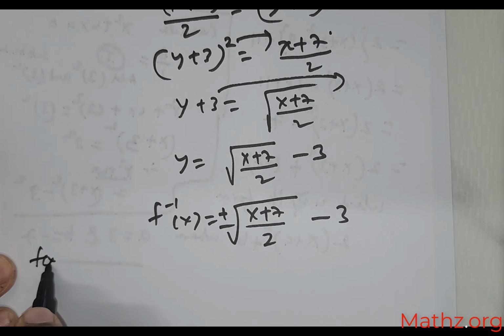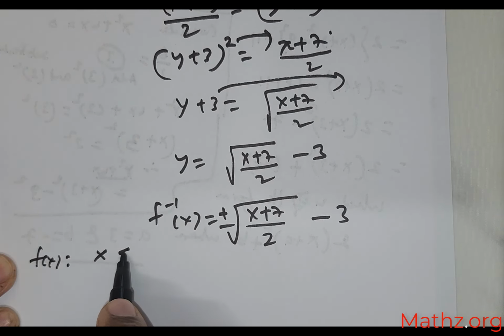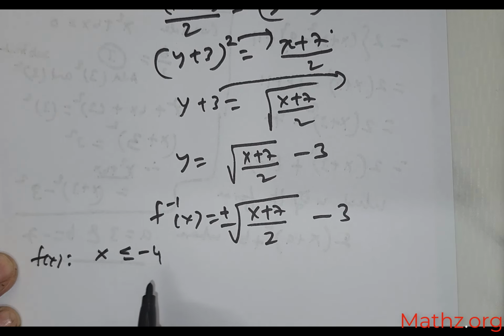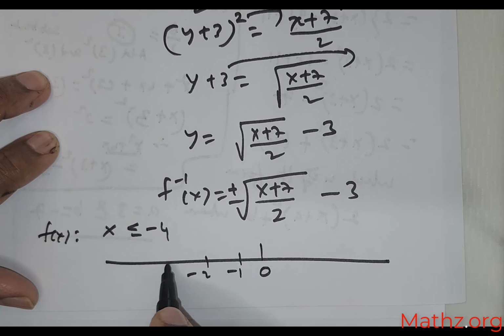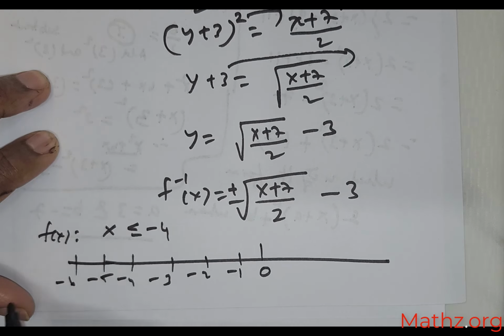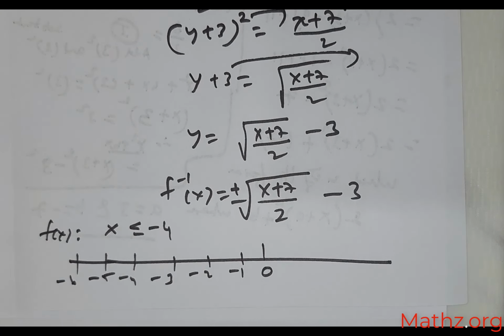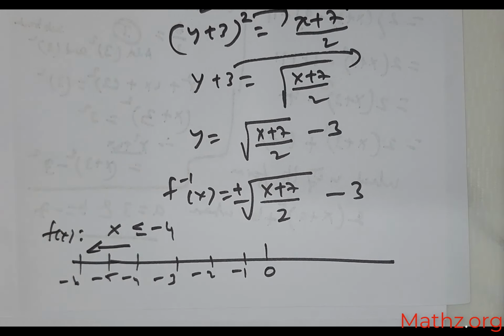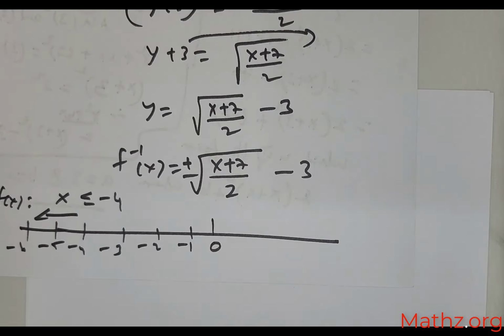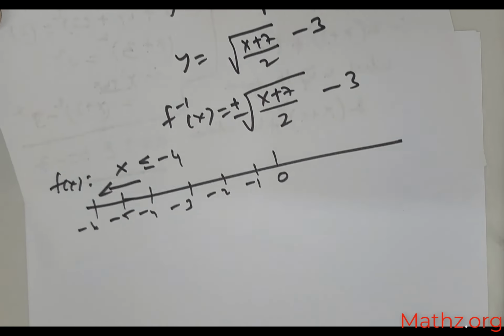Now it is given that f of x is defined for all values of x less than or equal to negative 4. So if we were to draw the number line, I take this as 0, negative 1, negative 2, negative 3, negative 4, negative 5, negative 6, and so on. So the function is defined for all x less than or equal to negative 4. That means we are moving towards this end, right? So I will mention that important information.